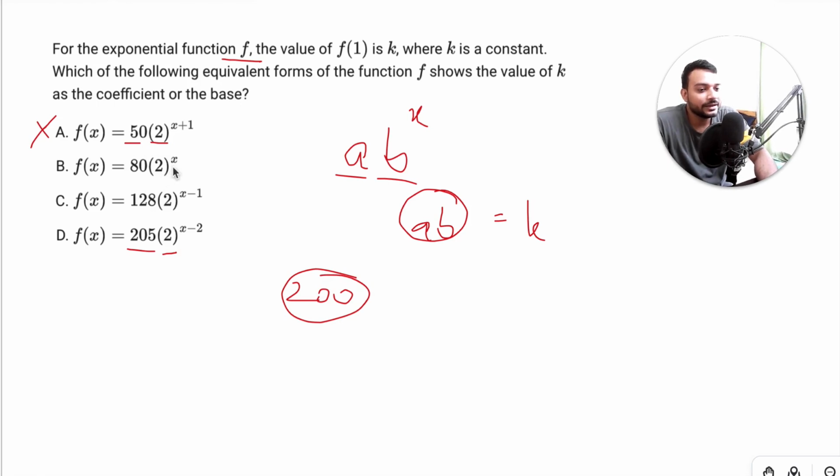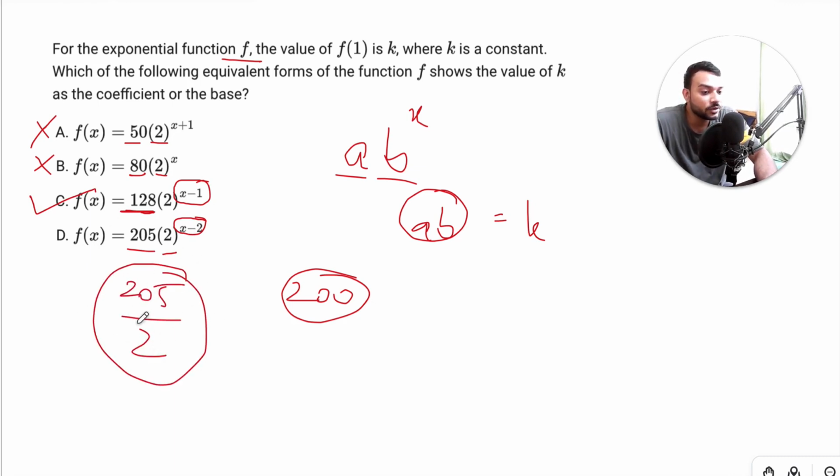So option A is wrong. Second, x is equal to 1. 80 times 2, that's 160, which is not present in 80 or 2. Wrong again. 128 times 2 raised to x minus 1. Now if I put x is equal to 1 here, this will become 0. 2 raised to 0 is 1. That means the answer is 128, and 128 is present as the coefficient here. Okay, so option C is correct. Option D, let's check. If I put x is equal to 1, 1 minus 2 becomes negative 1, which means 205 divided by 2, which is not present in the coefficient or the base. So we do not need to check option D, but I just checked for better understanding. Option C is the correct one.